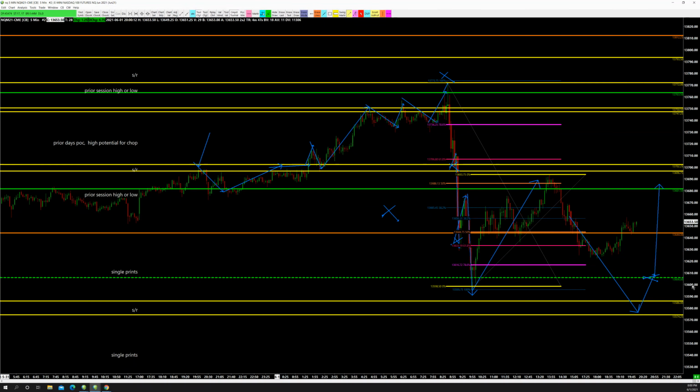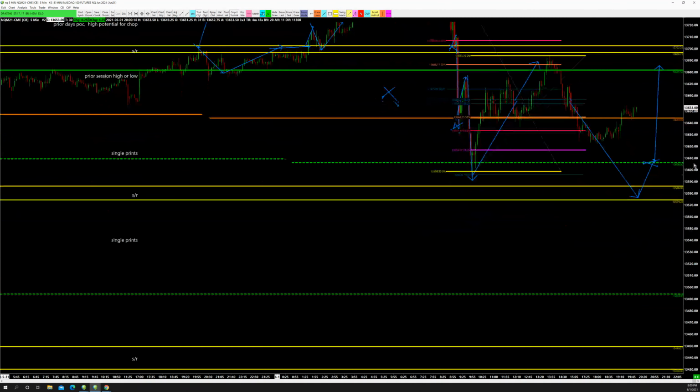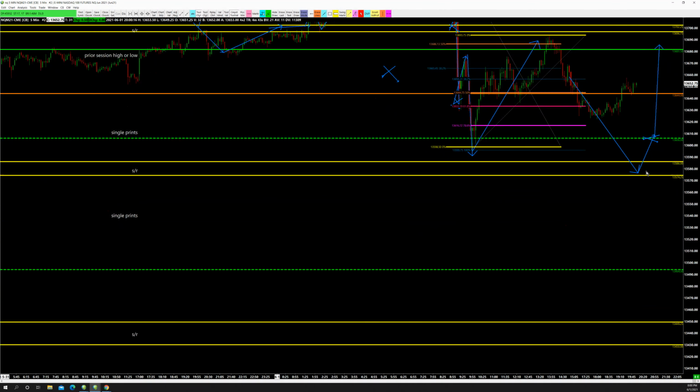And if that doesn't happen, and that fails, the next target down, because these are all single prints, is a push below here and a trap back in, and then a push down in here, and hopefully a push back up, right? So those are kind of all the areas of potential that we have.